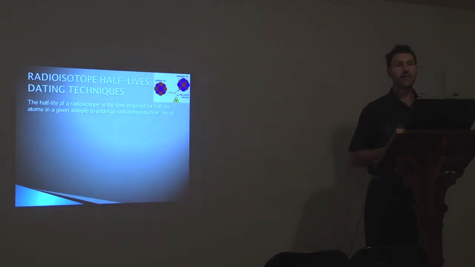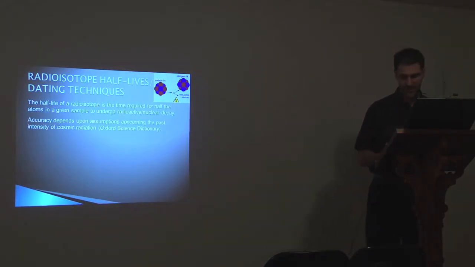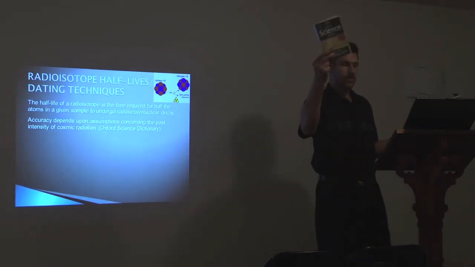And it's that ratio that scientists measure to determine the age based on a half-life, which is the time required for half the atoms in a given sample to undergo radioactive or nuclear decay. So the accuracy therefore depends on assumptions concerning the past intensity of cosmic radiation. And that's according to Oxford Science Dictionary, which is this one here, the student edition.